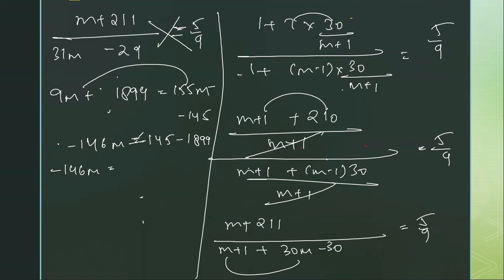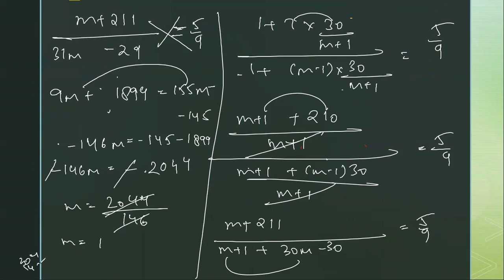So it will be 4 and 9 is 13, 14, 8 plus 9 is 17, 10, and 2, with a minus sign. Minus minus cancel, and m equals 2044 over 146. For 146 times 1, 204 minus 146 is 58, then it will go with 4. So m equals 14. Okay, 146 times 14 is 2044, and m equals 14.